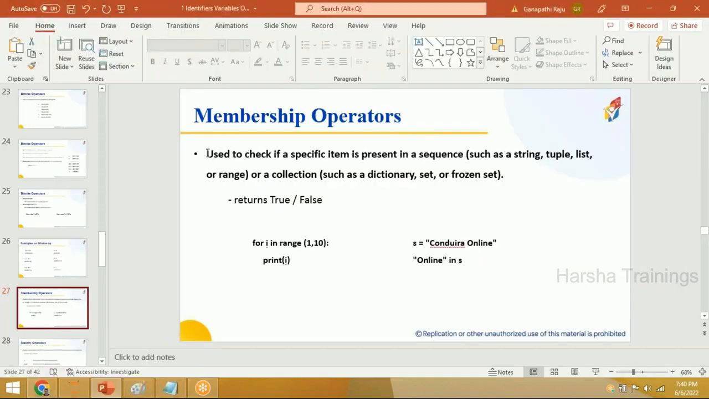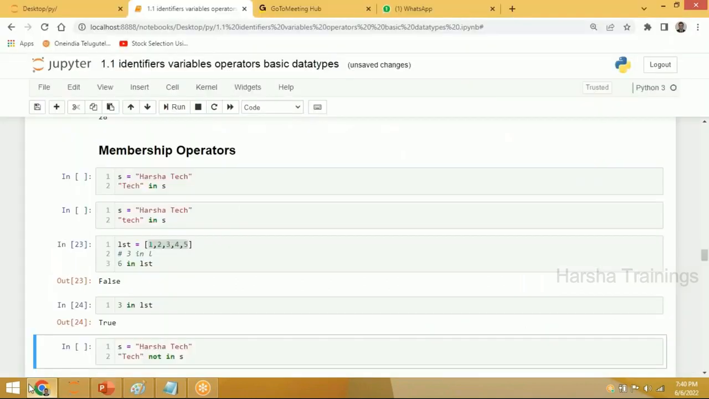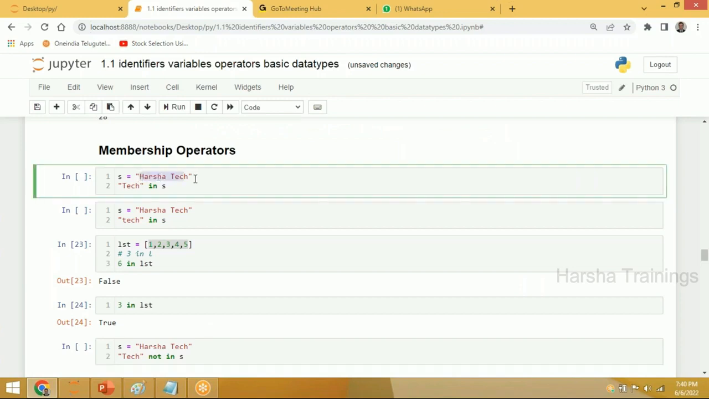Membership operators are used to check if a specific item is present in the sequence, whether the specific item is present or not, and they always return either true or false. Now, let us take one more example. Harsha Technologies. Is the small substring "tech" a part of the string? Yes, so it returns true.